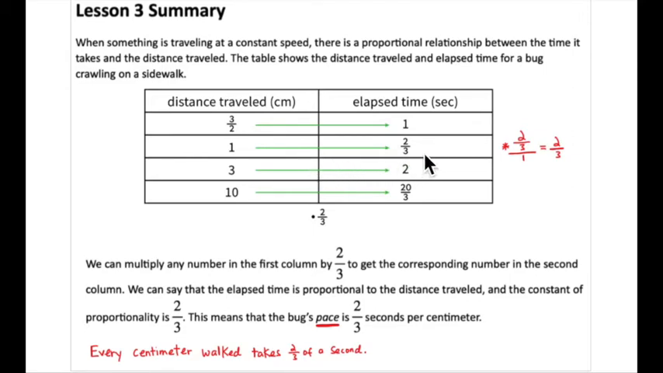You can also get it from this next row. 2/3 divided by 1 is 2/3. You can get it from the third row. 2 divided by 3 is also 2/3. So now if you go back to these and just say this to yourselves, it starts to make sense. 1 is 2/3 of 3/2.